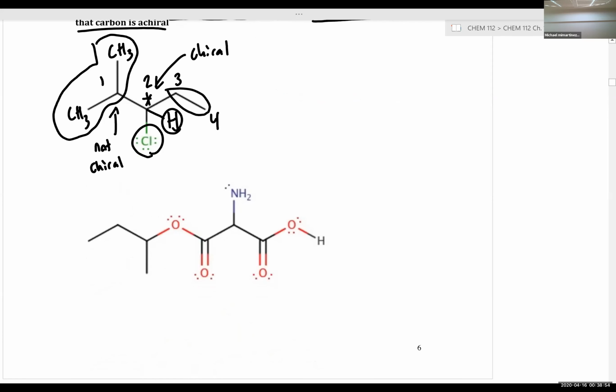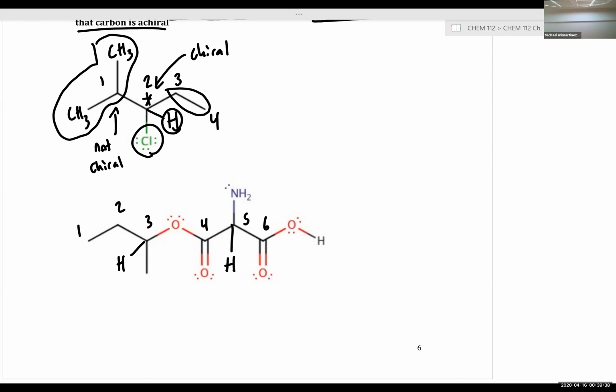Let's try another example. Let's number all of our sites: 1, 2, 3, 4, 5, 6. I'd like you to take a moment and state in chat which of these 6 carbons are chiral centers. Which of these 6 carbons have 4 different substituents? To help everyone with that, let's draw out our hydrogens. Don't forget to draw your hydrogens, otherwise you're going to be having a lot of trouble with this next chapter. So what carbons in this layout are chiral centers?